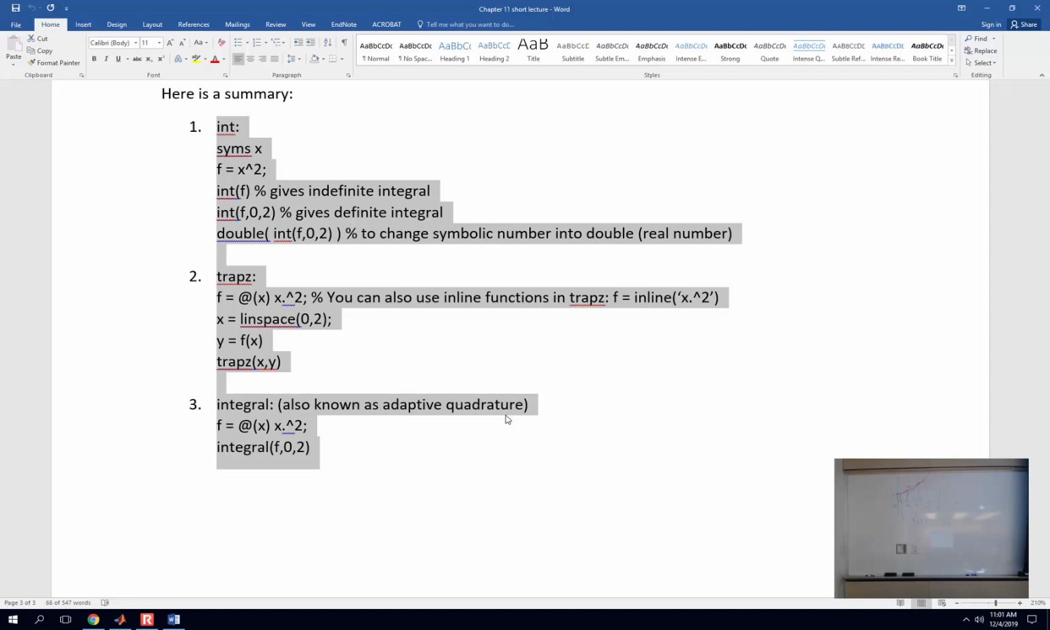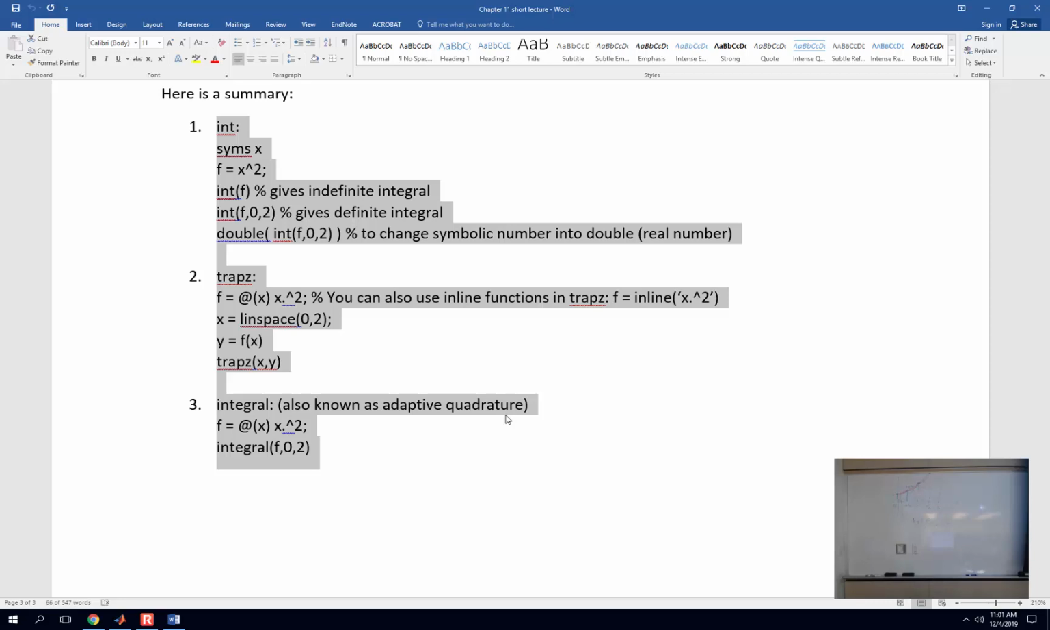Then we have the trapezoidal rule, for which if you have a function, you evaluate that function at some x values. So you define some x values, you evaluate your function, you get some y values, and then you use trapz of x on it. The other is adaptive quadrature.